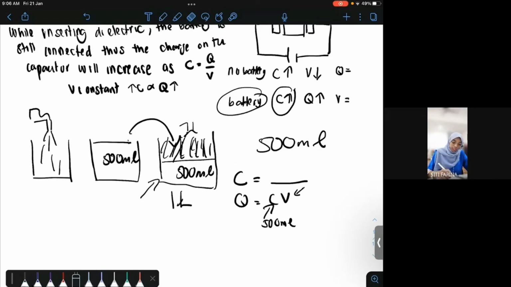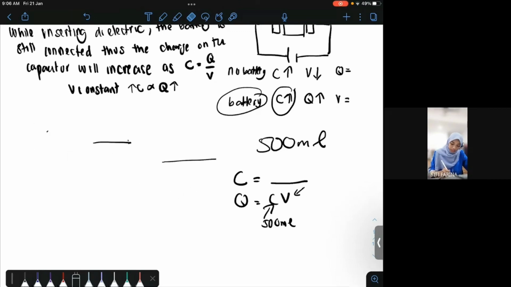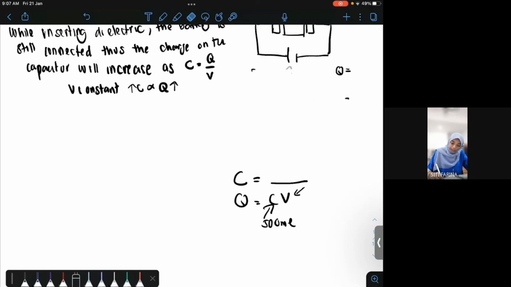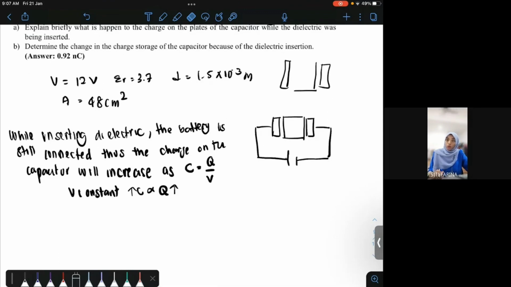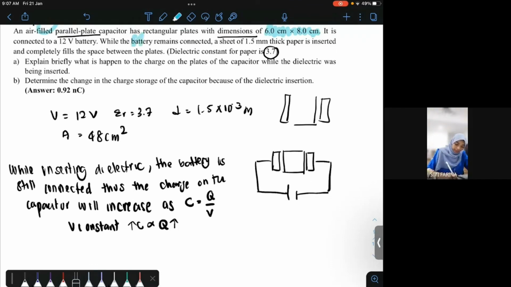Okay, so analogi yang kita guna untuk fahamkan pasal ada bateri tak ada bateri ni dengan kita isi air menggunakan botol dan juga tap. Okay, so you have to remember ada bateri V constant, tak ada bateri Q yang constant. So identify first dalam soalan siapa yang constant. Untuk itu kena tengoklah battery is still connected atau battery is removed. Okay, baca dalam soalan tu. Macam dekat sini dia cakap while the battery remains connected. Maksudnya kita tak buang bateri. Bila tak buang bateri, V constant. V tidak akan berubah.